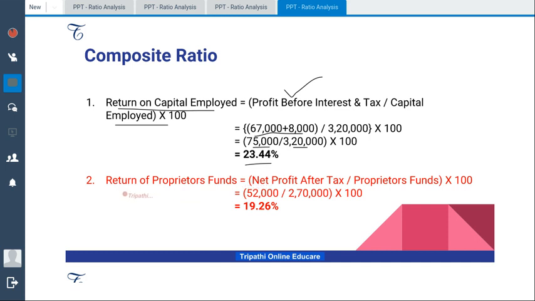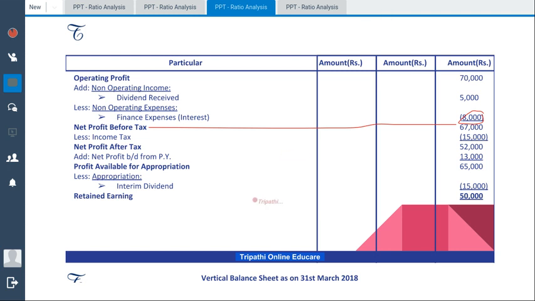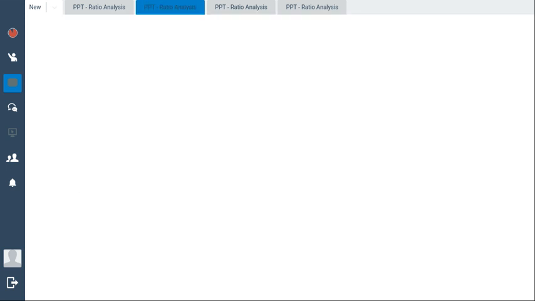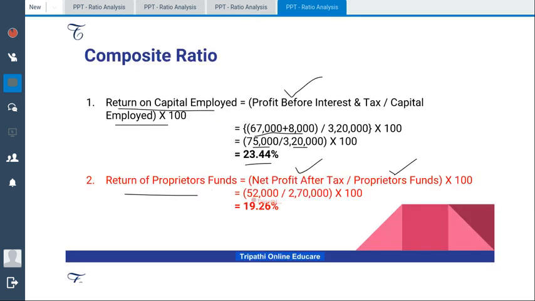The next one is return on proprietors fund. Formula is net profit after tax upon proprietors fund into 100. So let us go and check net profit after tax. So our net profit after tax is 52,000, and proprietors fund is 2,70,000. So 52,000 upon 2,70,000 into 100 will give you 19.26%. So return on proprietors fund is 19.26%.